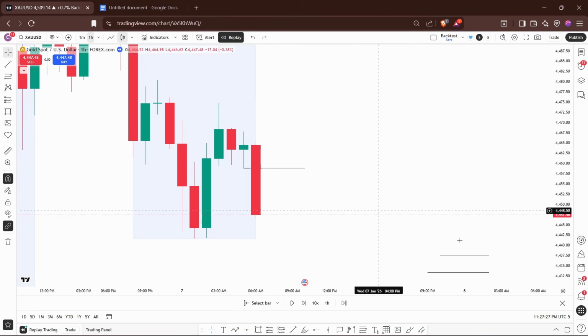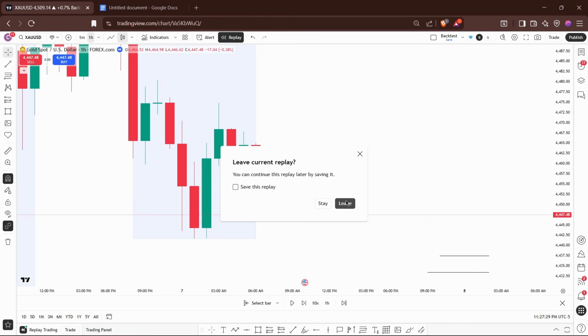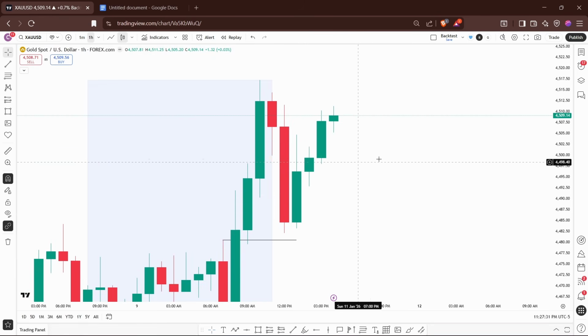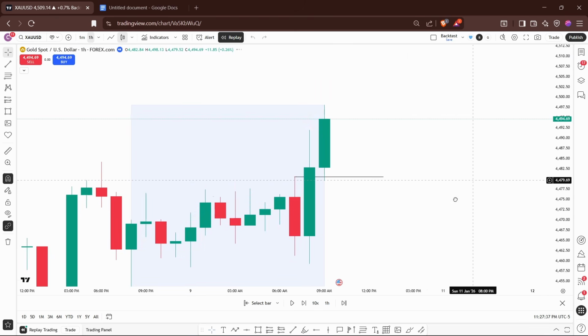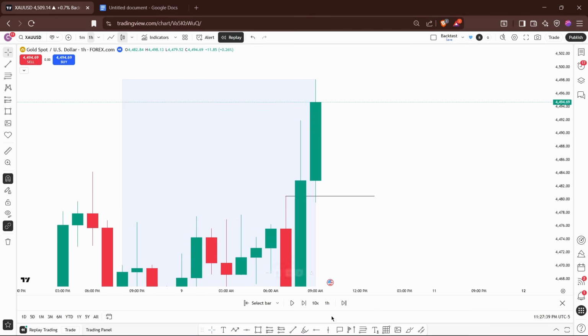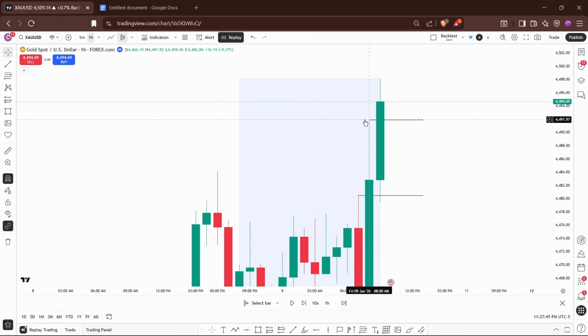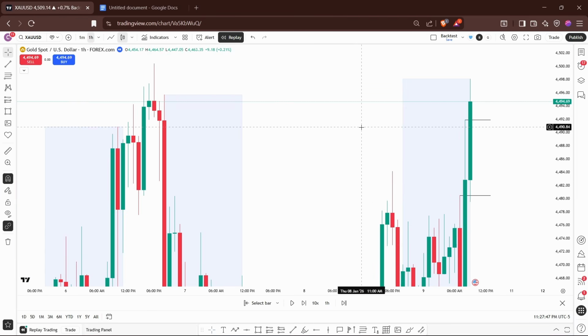We find out the POI like this. Then on the recent candle, you can see this is the only level which is broken by this candle. First look at the recent candle and then look to the left side.